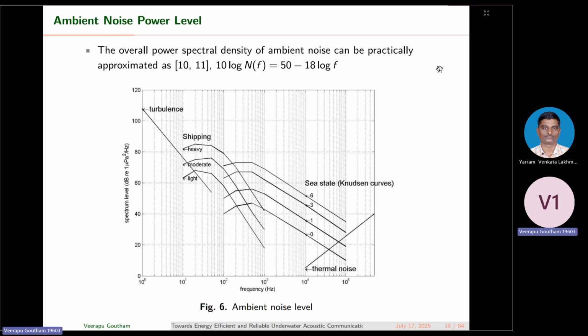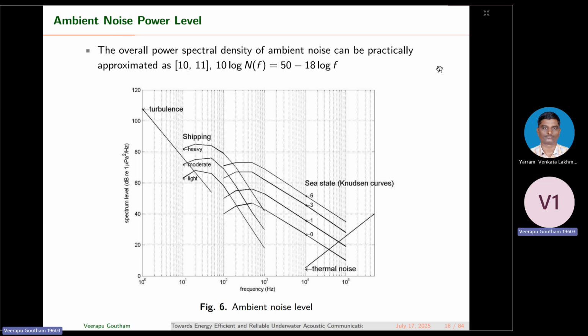If you see the graph, turbulence noise is decreasing with increase in frequency. When coming to the shipping noise, high shipping activity leads to more noise. Moderate shipping leads to medium noise, and light shipping reduces it.